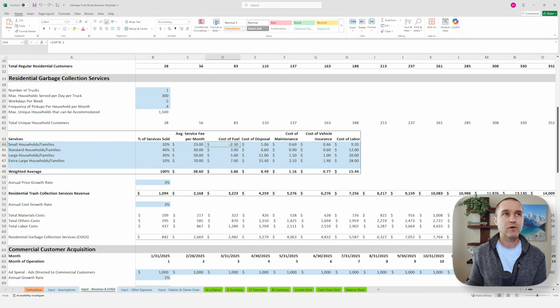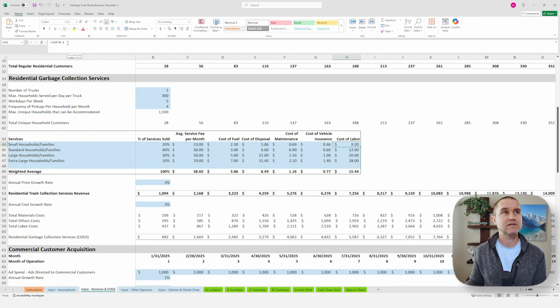Okay, from there, what we've done is we've set up all these various cost of goods sold, right? And all of these expenses are going to be set up as a percentage of revenue. So if you look at how the equation is set up, the cost of fuel is set to 0.1. So it's taking the price times 0.1. In other words, it's 10% of revenue. We're assuming you're going to spend 10% of revenue on fuel. We're assuming 22% of revenue on disposal, 3% on maintenance, 2% on vehicle insurance, and 40% on cost of labor.